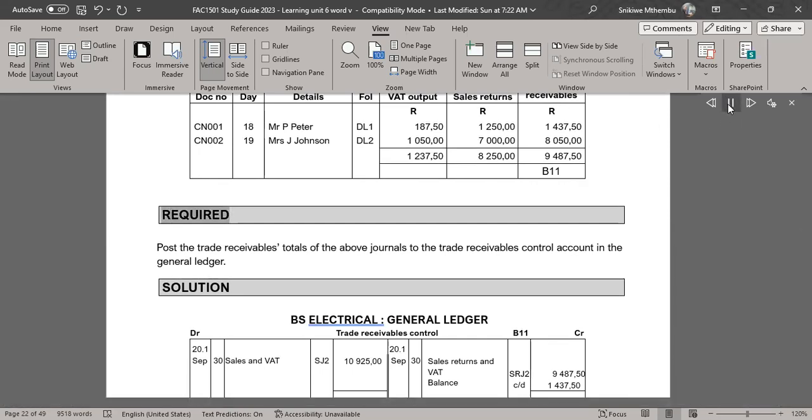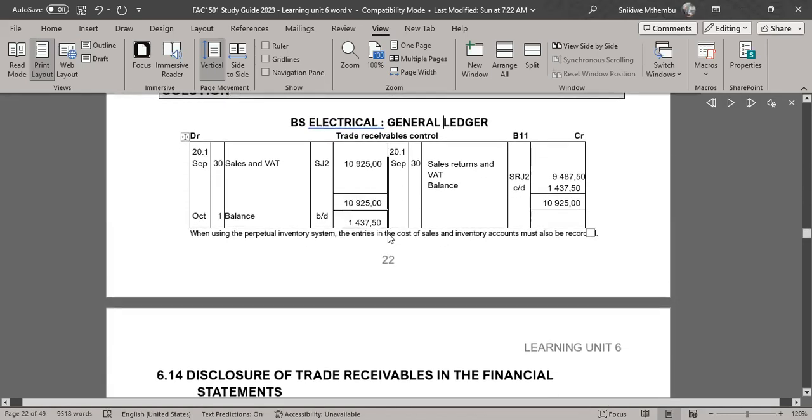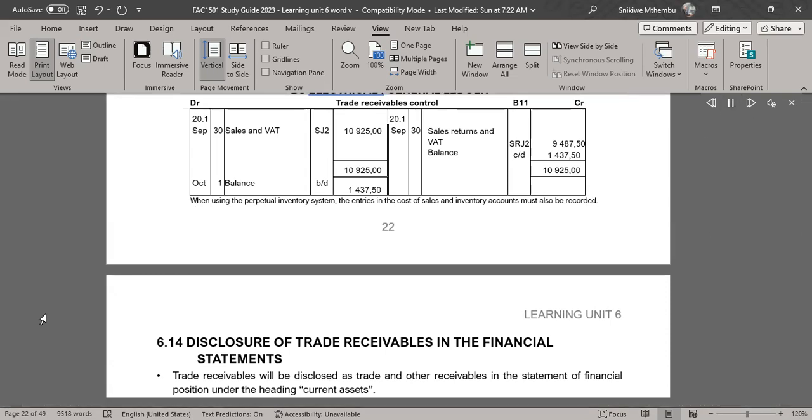Required. Post the trade receivables totals of the above journals to the trade receivables control account in the general ledger. Solution. BS Electrical, General Ledger. When using the perpetual inventory system, the entries in the cost of sales and inventory accounts must also be recorded.